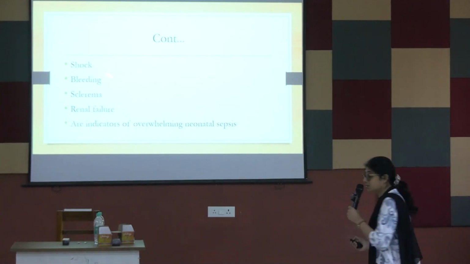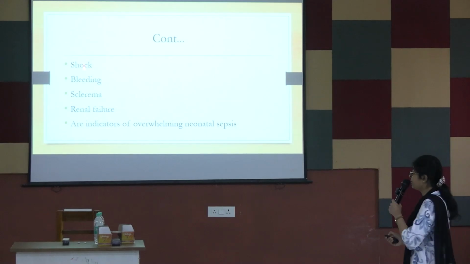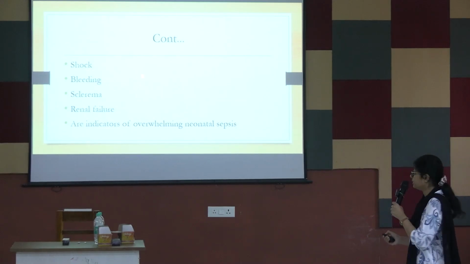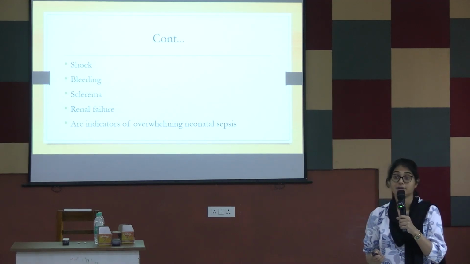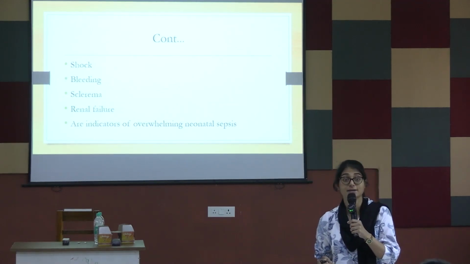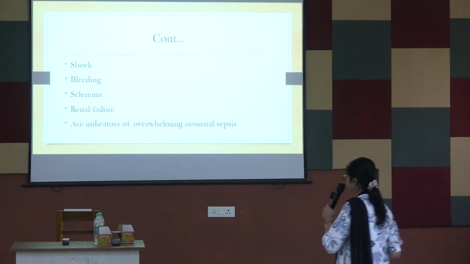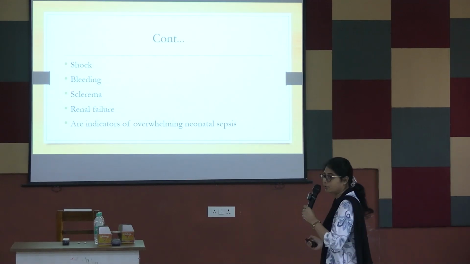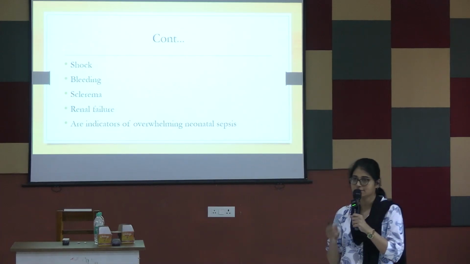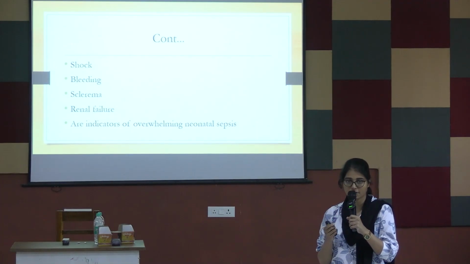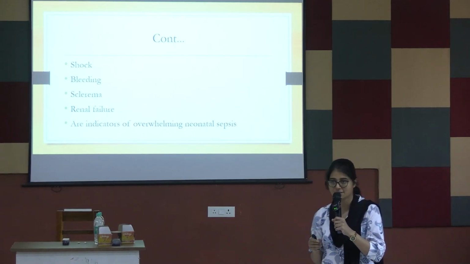Now again, if the sepsis is severe, the newborn can land up in septic shock. There can be bleeding manifestation. Why? Because of development of disseminated intravascular coagulation, that is DIC, that is consumptive coagulopathy. And there is a term found in neonatal sepsis called sclerema. I will show you the pictures. Sclerema means the skin is becoming thick. You won't be able to pinch the skin. That indicates overwhelming sepsis.